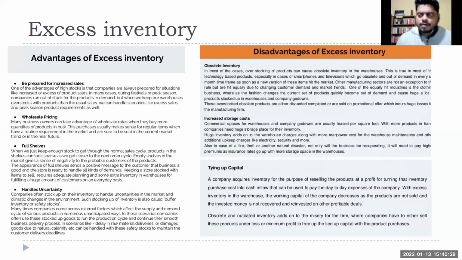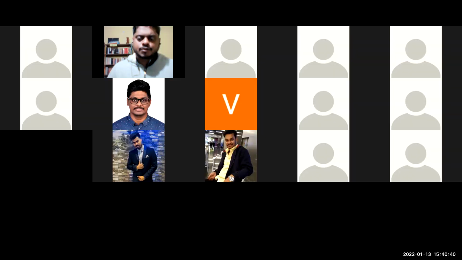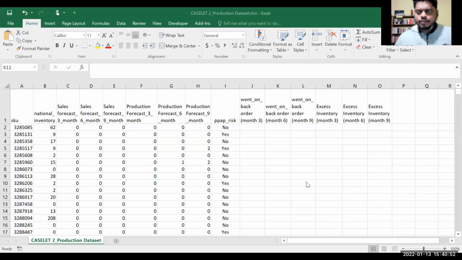Any questions on backorder or excess inventory? Okay, so if not, let me just quickly show you what assignment I have given you for next class. Okay, so this is the Excel file visible to all of you?